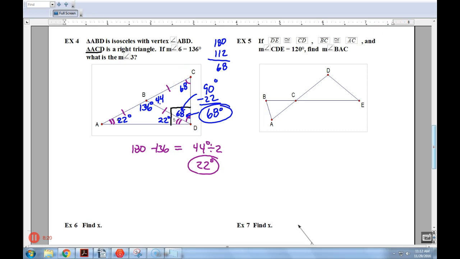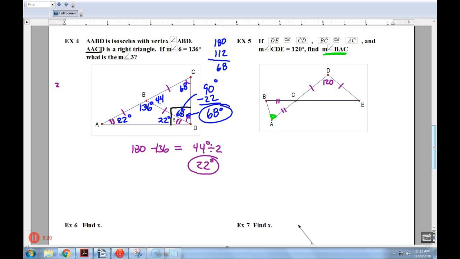All right, example 5. If DE is congruent to CD, and BC is congruent to AC, so I have two different isosceles triangles going on here. CDE is 120. Find BAC. Well, first of all, who the heck is BAC? BAC is this little angle right here. So that's what our ultimate goal is, find out how many degrees that angle is.